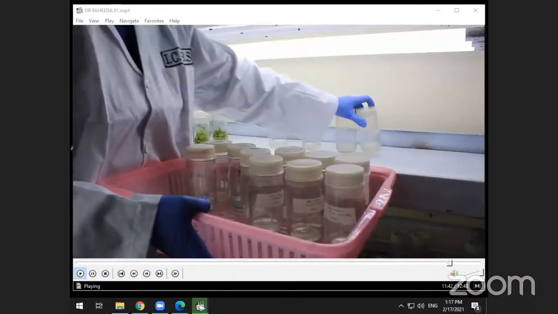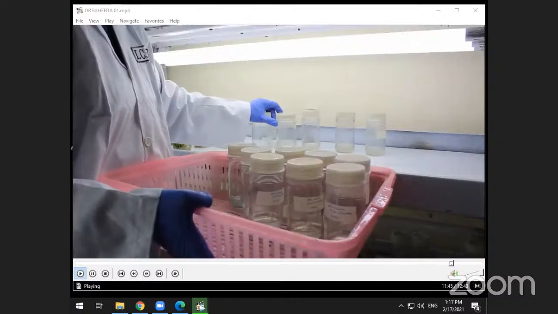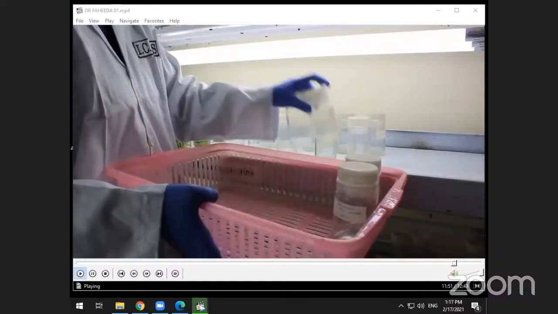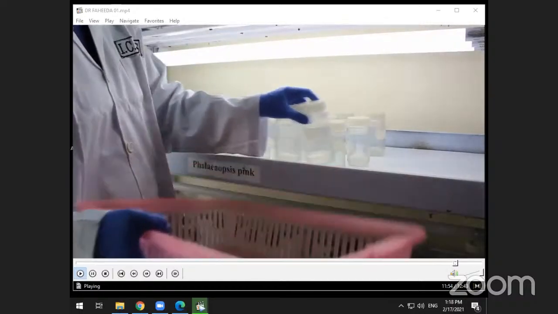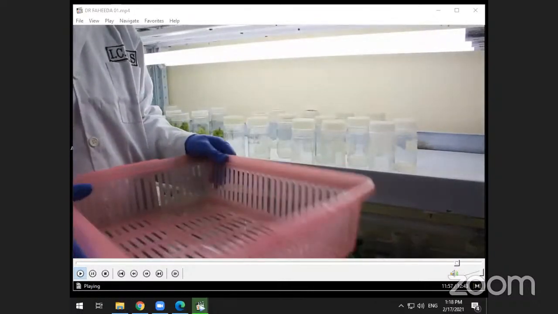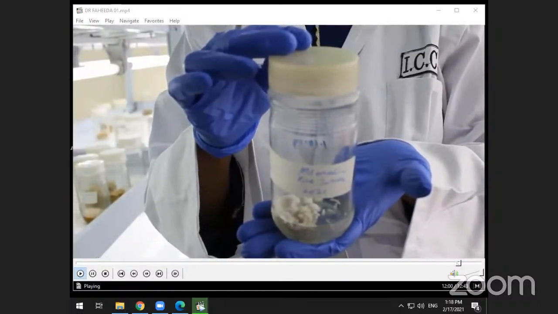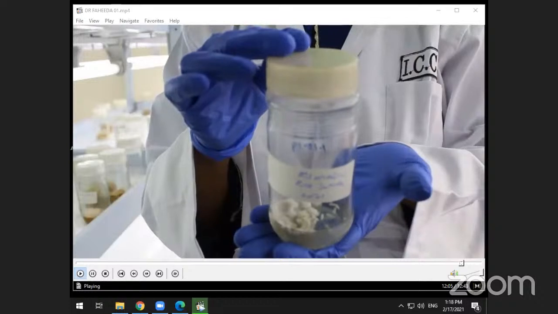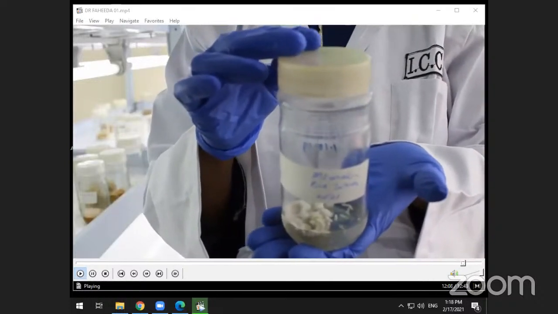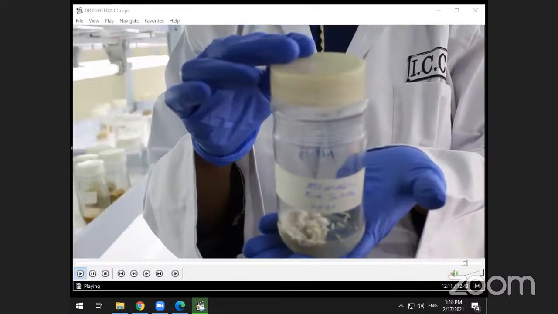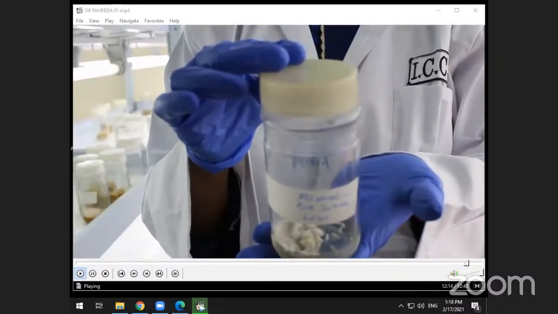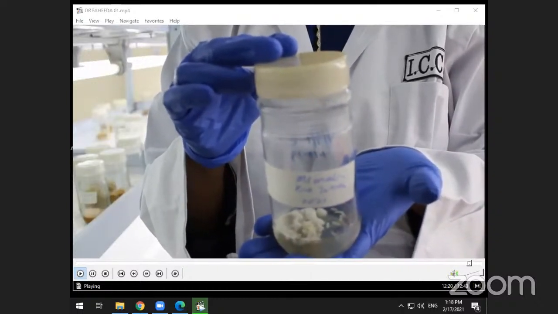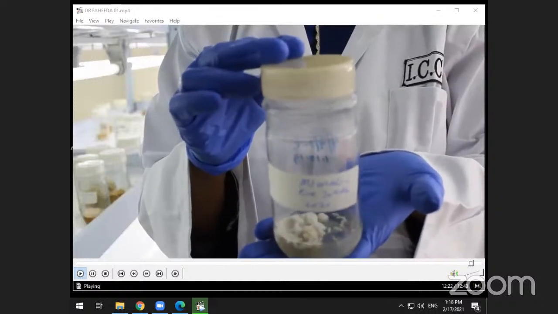After shifting your jars into growth room, keep visiting your growth room after 2 to 3 days to check any sign of contamination in your culture jars. In case you find any contamination, you have to remove that jar immediately from your growth room. And keep the contamination-free jars in the growth room for further growth.